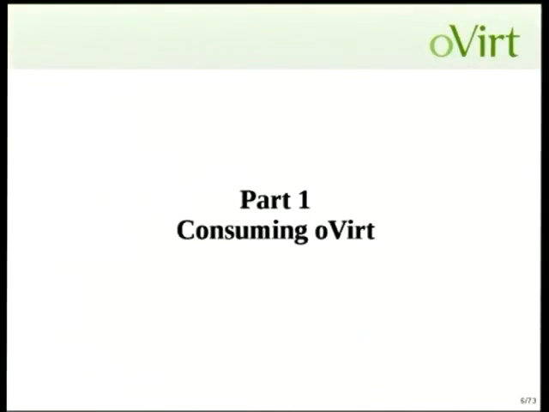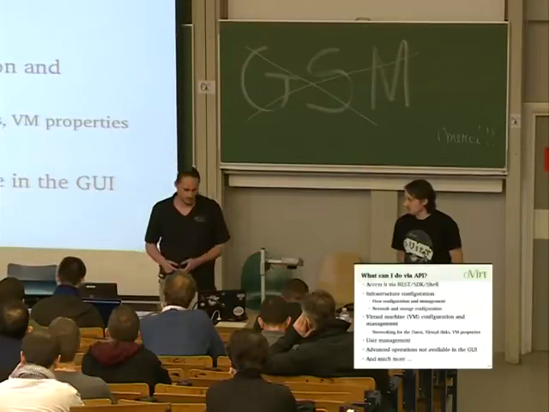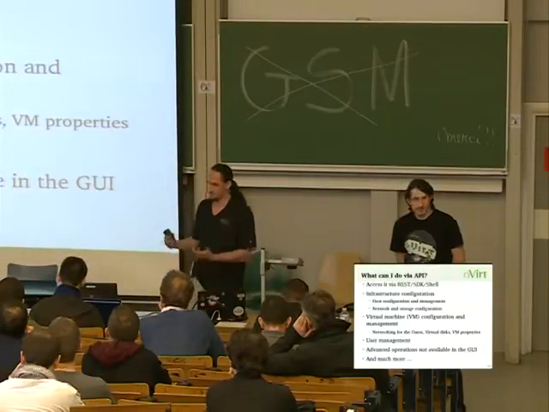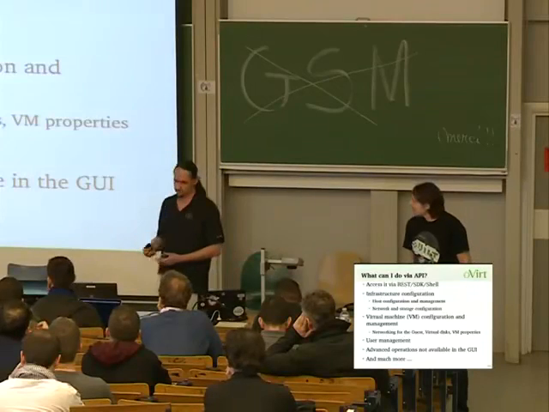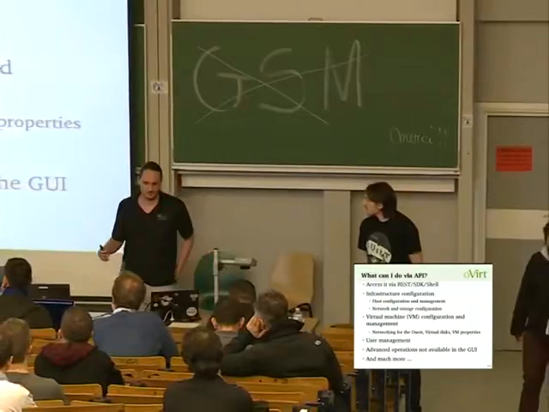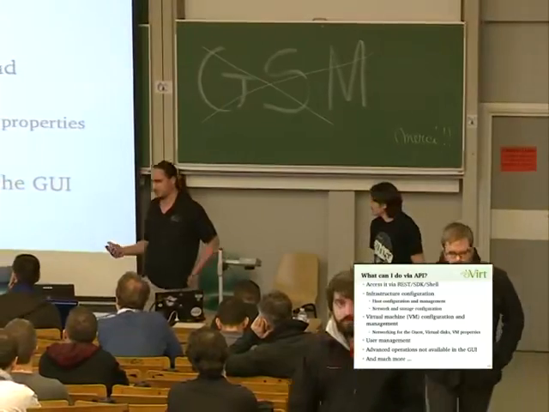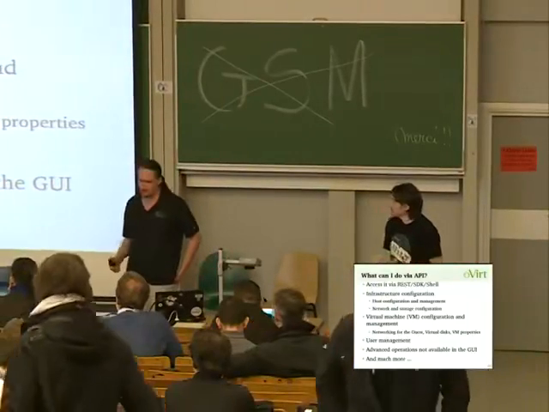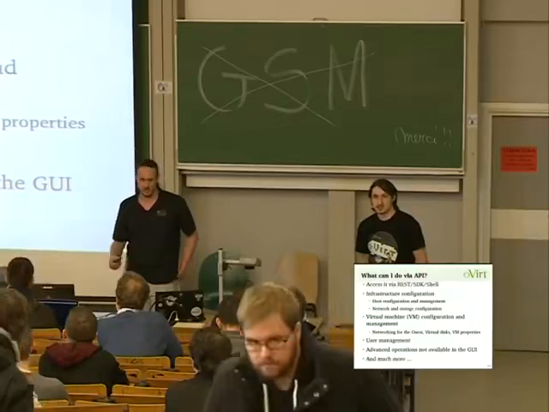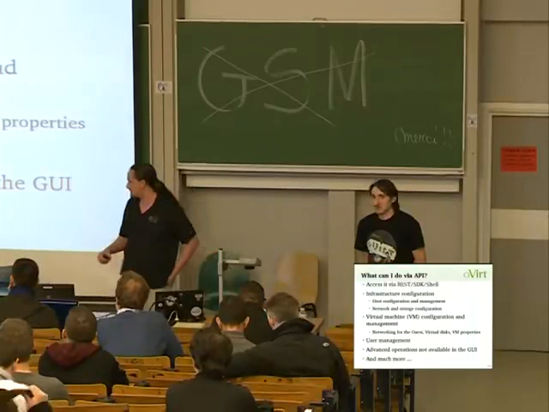So first part, how to consume all this wonderfulness. We have APIs. Basically, we have REST API, SDK, and Shell. So what can I do with these APIs? I can configure my infrastructure like host configuration and installation, configure networking on the host, configure storage resources, and I can do virtual machine configurations. So basically networking on the virtual machine, storage, and setting up different devices, setting up memory, etc.